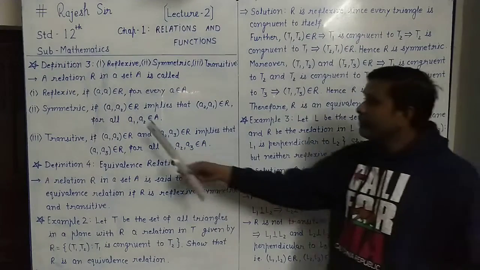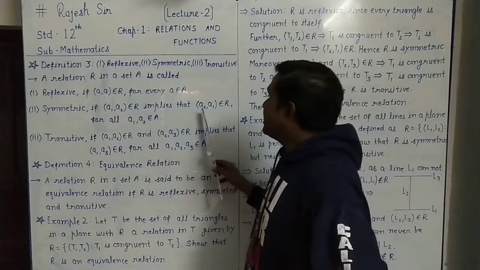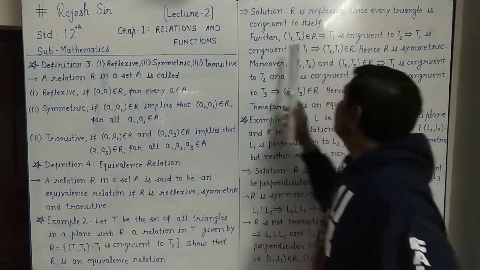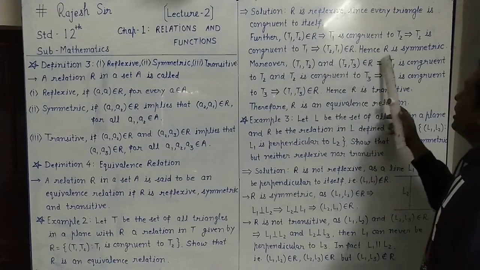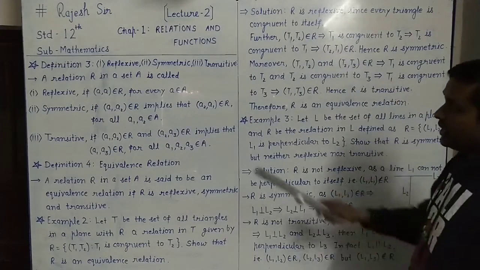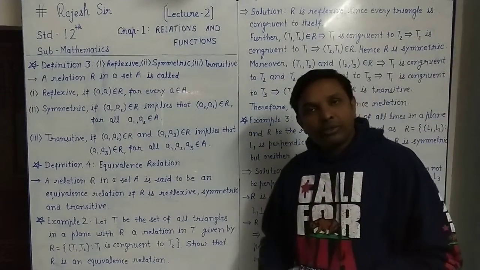It is similar: (T1, T2) belongs to R implies (T2, T1) belongs to R. Hence, R is symmetric also. The second property, symmetric, we have shown.